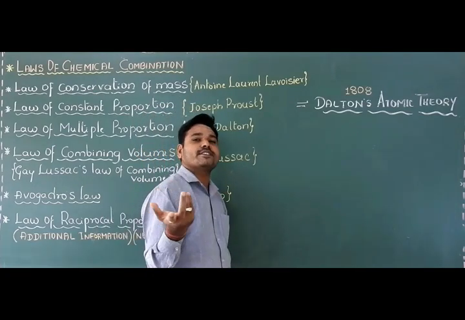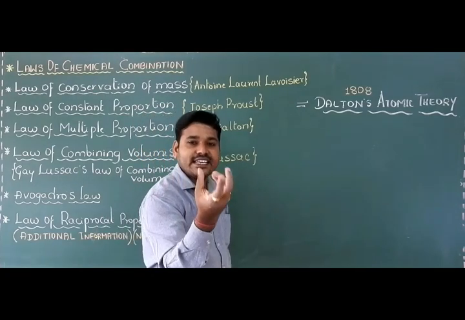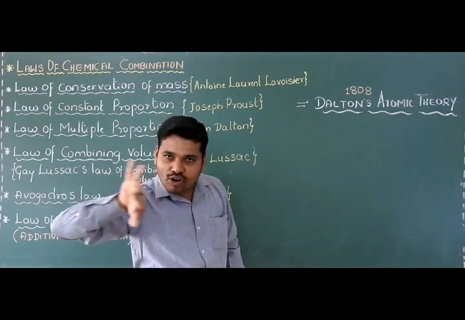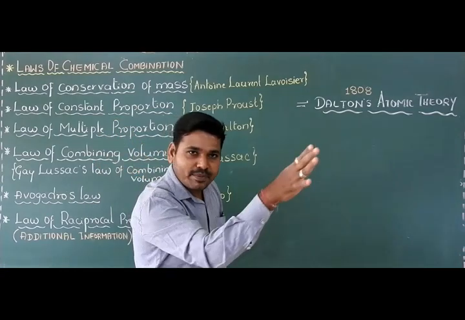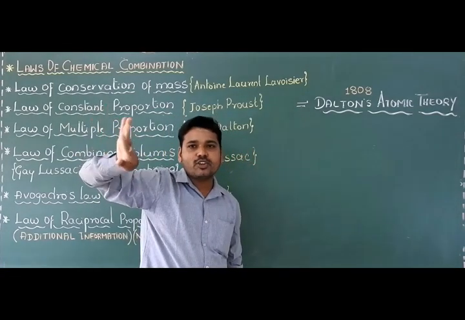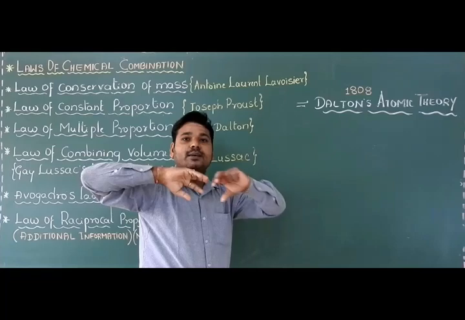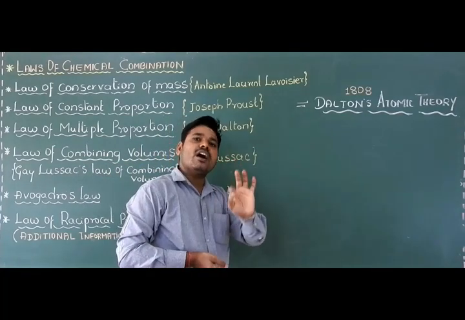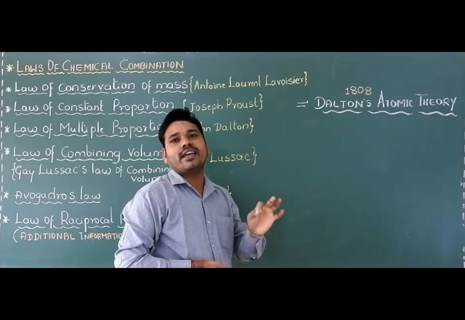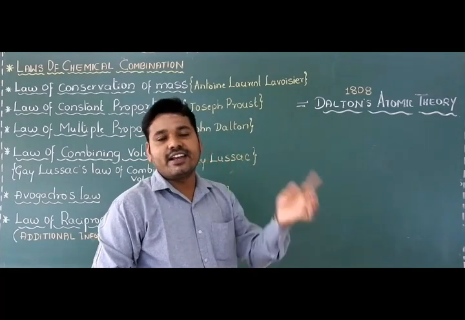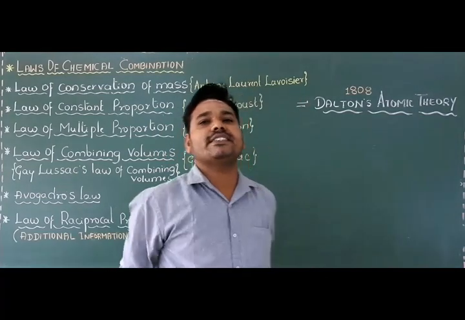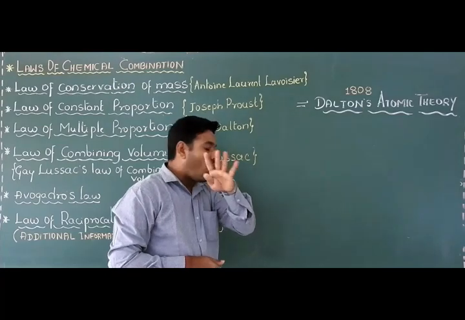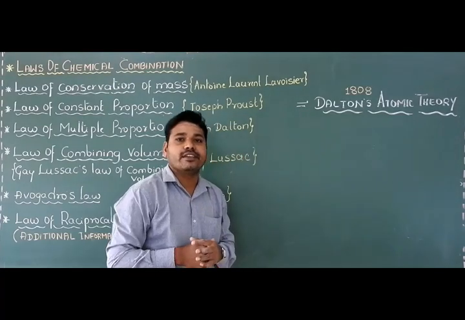exhibit different properties, students. If I take zinc element and a second one, copper element, zinc is separate and copper is separate. So the zinc element is made up of zinc atoms, whereas the copper element is made up of copper atoms. That means the properties of these two atoms are different. Atoms of different elements exhibit different properties, whereas atoms of the same element exhibit the same type of property. This is the fourth important postulate of Dalton's atomic theory, students.